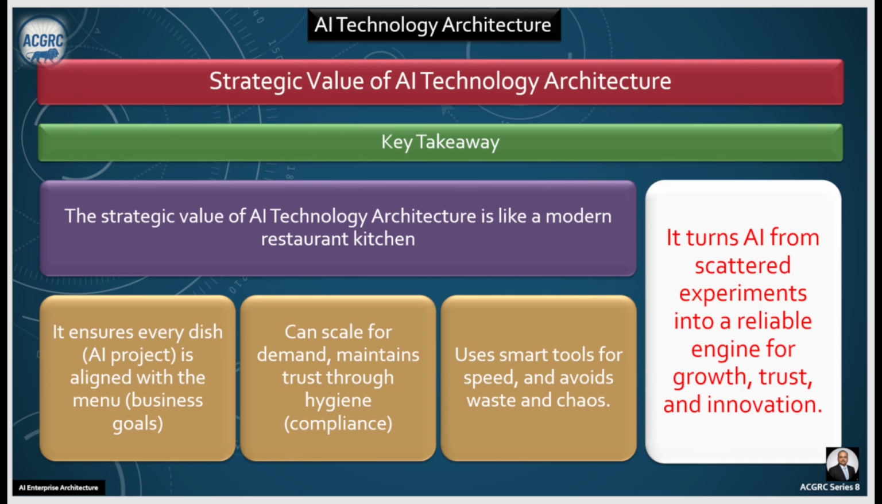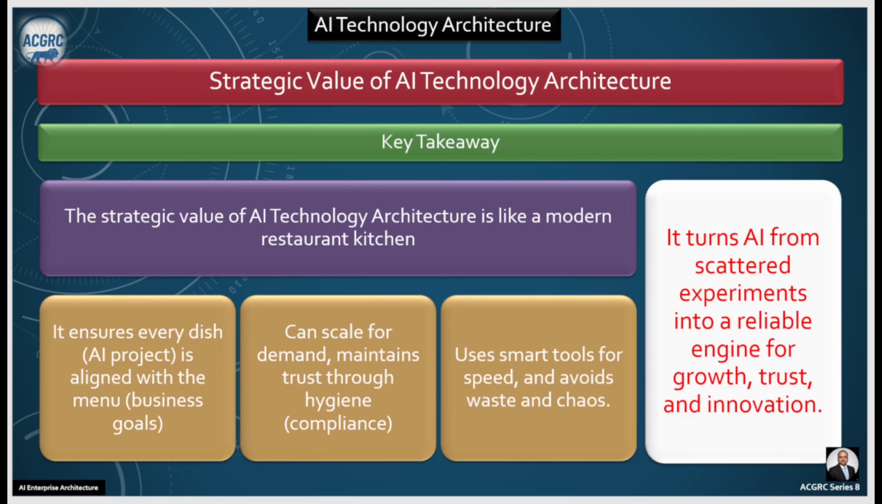So, in summary, think of AI technology architecture like a modern restaurant kitchen. The menu is the business strategy. The kitchen only cooks dishes that match it. Smart appliances and prep stations let chefs work faster, just like AI frameworks and MLOps speed up innovation.